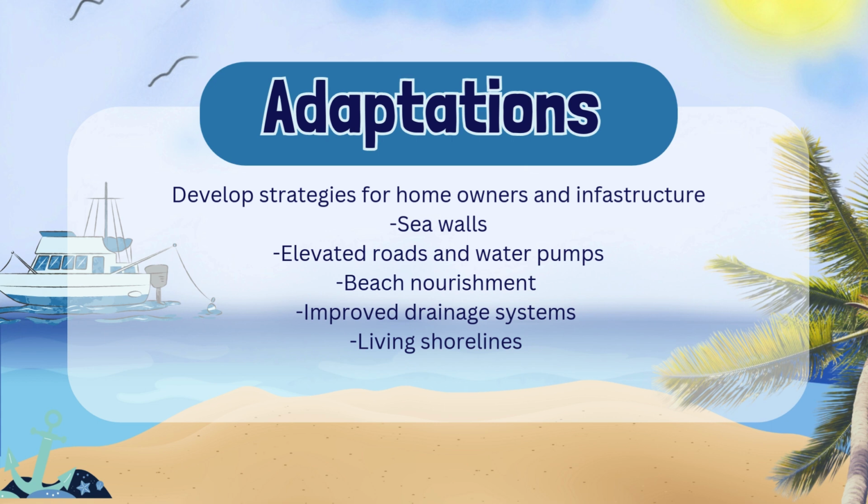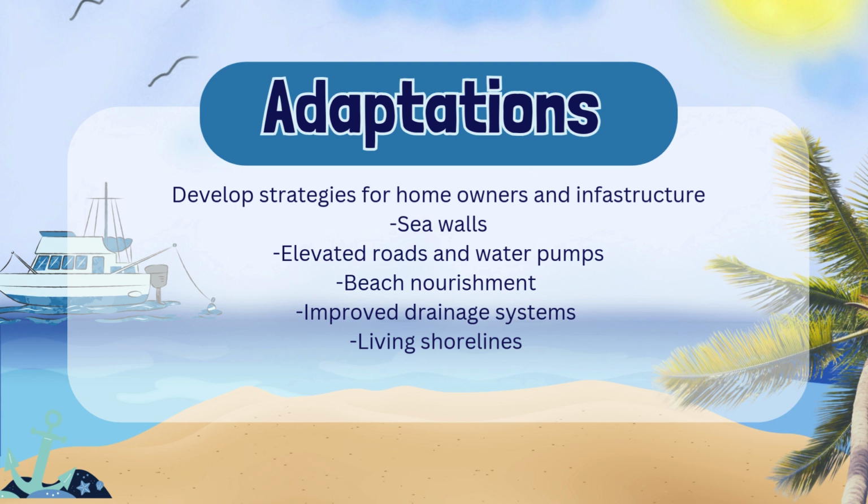Now, there are some adaptations that can be put in place. Some of the ideas for them are seawalls, elevated roads and water pumps, beach nourishment, improved drainage systems, and living shores. So, to get more into what these things are, seawalls are essentially barriers that protect the land from the ocean. They can be built out of concrete, steel, or stone, and they are placed around the coast, which prevents waves from crashing into the land, which then prevents things like corrosion and flooding.